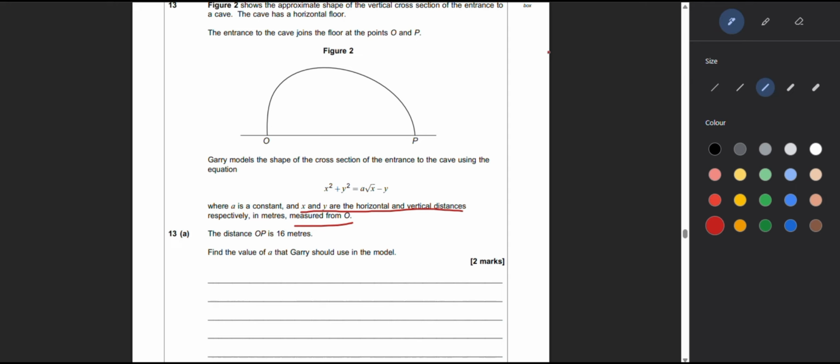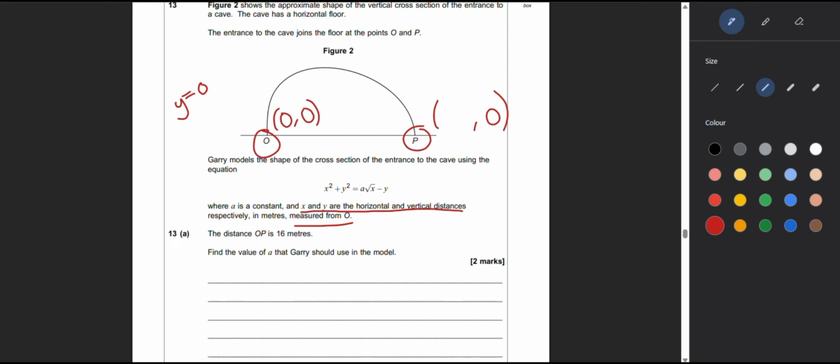So let's first of all think, when y is 0, that means that I'm at the floor. So we are at 0 at O and P, aren't we? And at O, the horizontal distance from point O would be 0, so that coordinate is (0, 0). And here we know its y coordinate is 0.